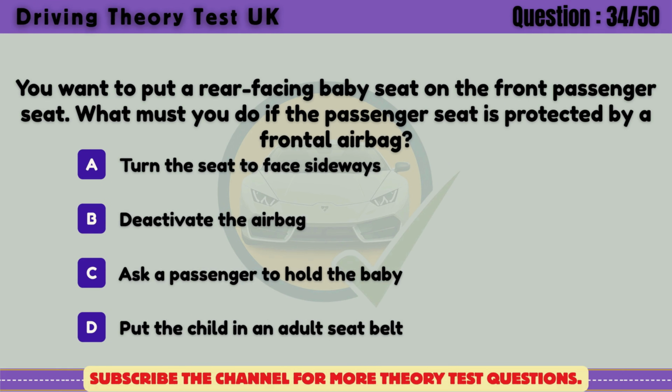Question 34. You want to put a rear-facing baby seat on the front passenger seat. What must you do if the passenger seat is protected by a frontal airbag? Option A. Turn the seat to face sideways. B. Deactivate the airbag. C. Ask a passenger to hold the baby. D. Put the child in an adult seat belt.